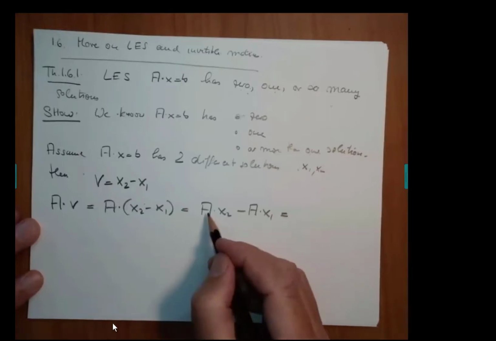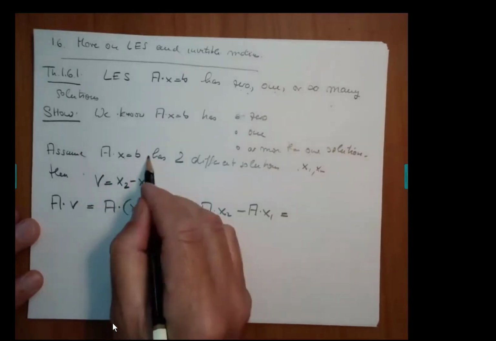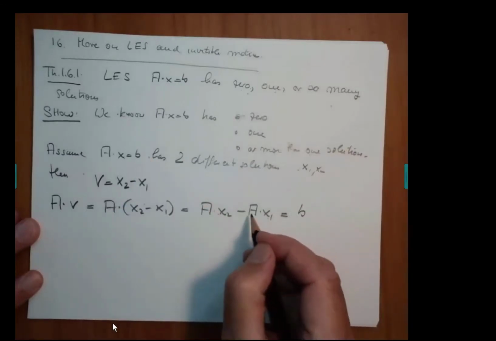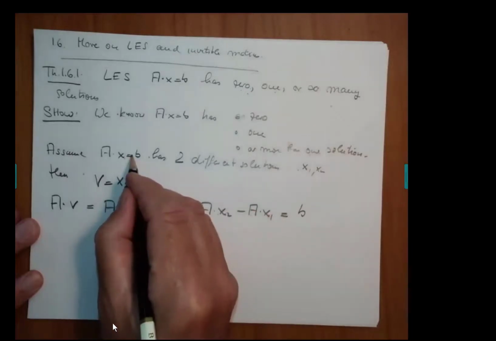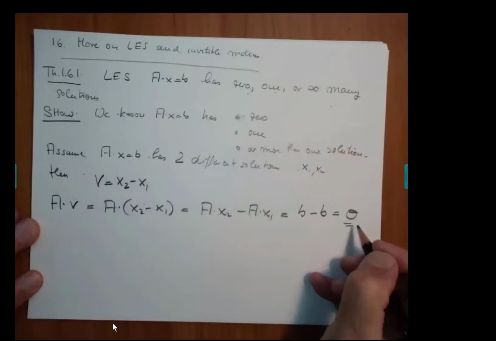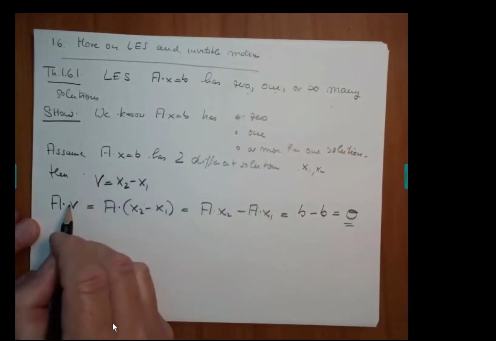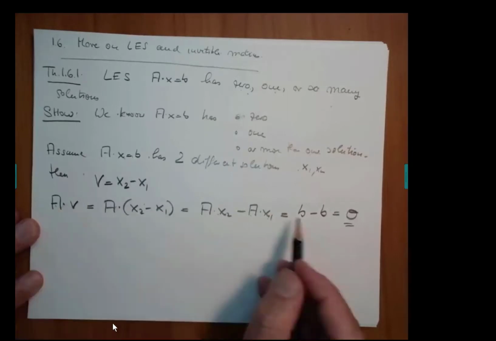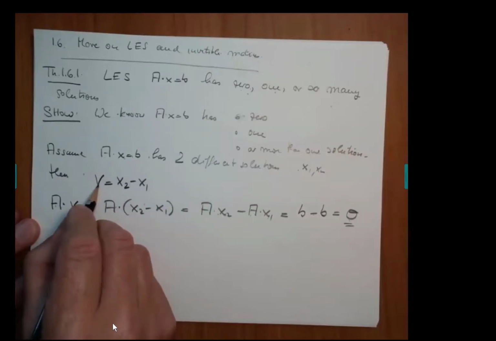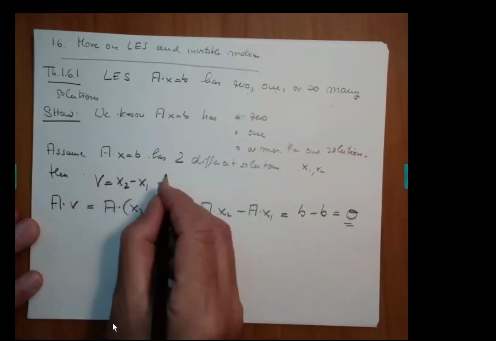But now what is actually AX2? Because it's a solution, AX2 is B. X1 is a solution, so A times X1 is also B. Turns out this is 0, and this here is a 0 vector. So that means this vector V times A is 0. Is it possible that the vector is 0? No, because X1 and X2 are different. So V is not 0.